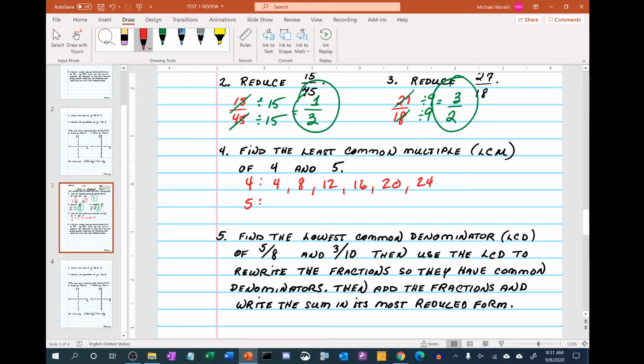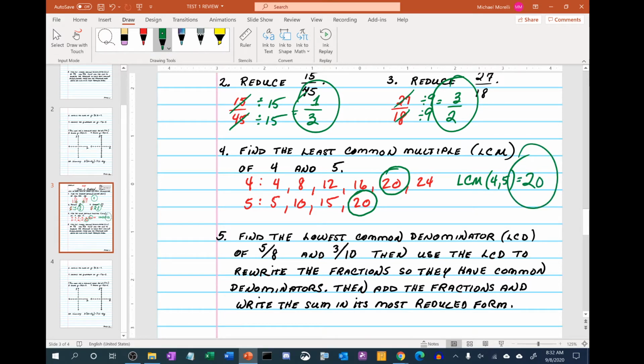Now I'm going to write out the multiples of 5. 5 times 1 is 5. 5 times 2 is 10. 5 times 3 is 15. 5 times 4 is 20. And I'm going to stop there because I've found a common multiple. So the least common multiple of 4 and 5 is 20. We could write LCM of 4, 5 equals 20. And this is the work I want to see, because otherwise I don't know how you know that.